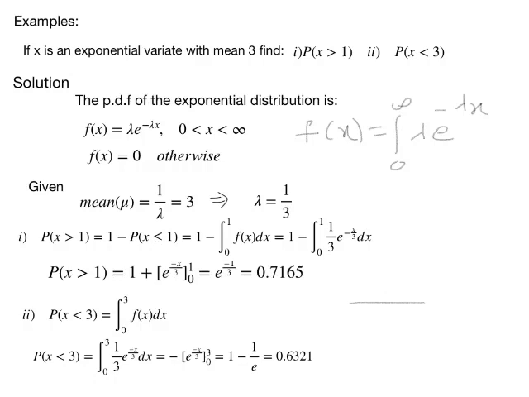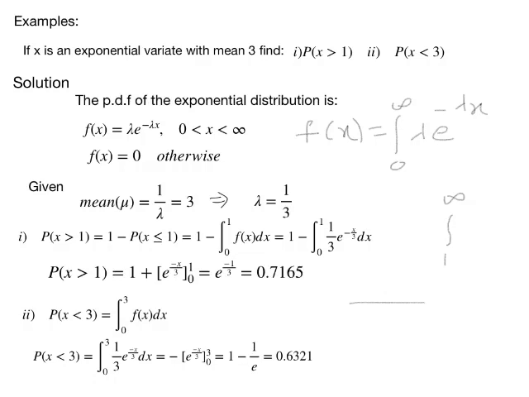Now for the first case, P of x greater than 1, the integral limit could have been taken as 1 to infinity, but with infinity, integrating becomes complicated. So I take the complement: P of x greater than 1 as 1 minus P of x less than or equal to 1. That's equal to 1 minus integral 0 to 1 f of x dx. That's equal to 1 minus integral 0 to 1, and since lambda is 1 by 3, I'll replace lambda as 1 by 3, e power minus lambda, again 1 by 3, into x. Integrating and then substituting, I get the value as 0.7165.